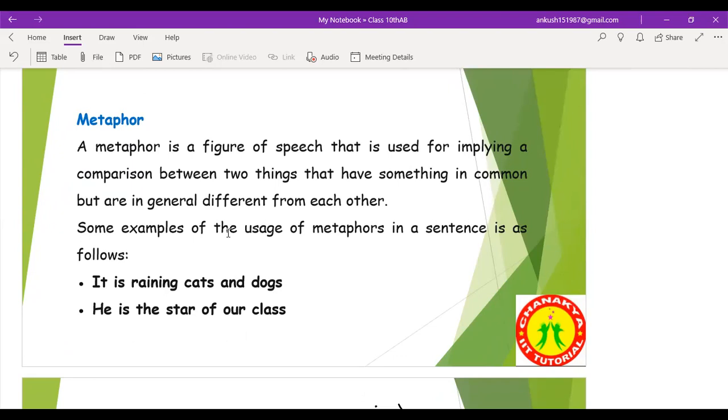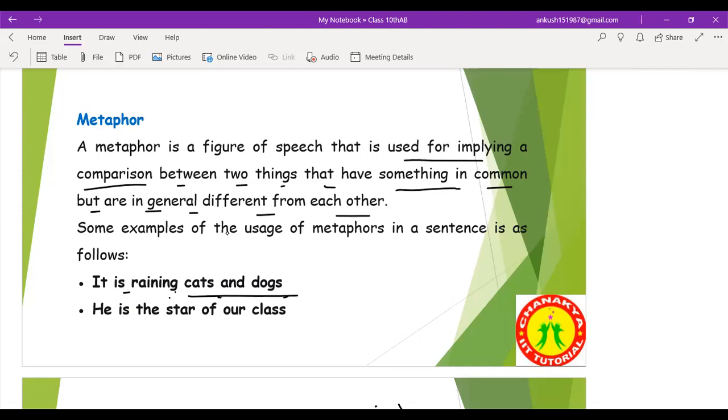A metaphor is a figure of speech used for implying a comparison between two things that have something in common but are in general different from each other. For example, it is raining cats and dogs. It is raining cats and dogs.